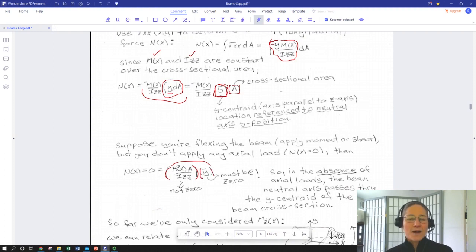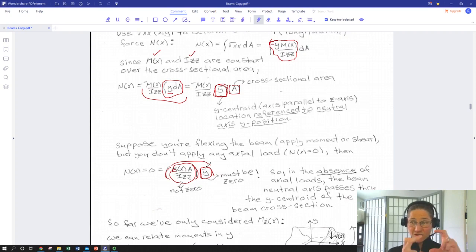Well, this first term is not 0 because the cross section has area, and if it has area, it has a moment of inertia. It presumably has a moment, or we wouldn't even be discussing flexure, which means the term that is probably 0 is this one. So if the y distance between the centroid of that cross section and the neutral axis is 0, that means the centroid is on the neutral axis. So there's no distance between them.